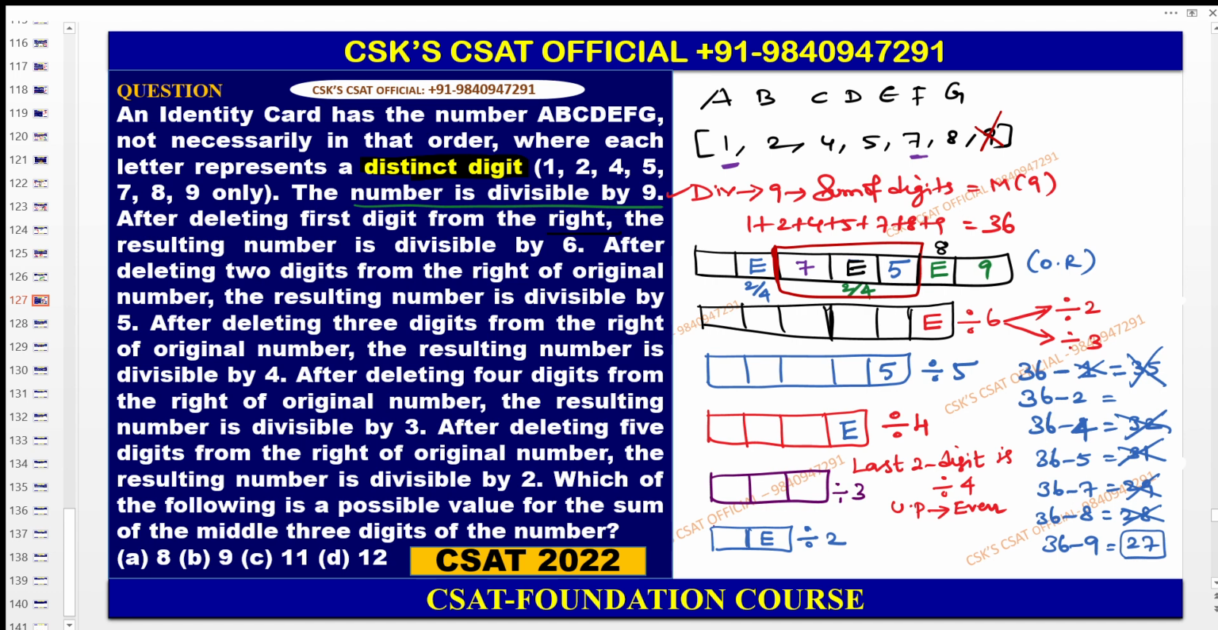If you take anything, either 2 or 4, it crosses all the present options. So if you take a 2, then it becomes a 14. If you take a 4, then it becomes a 16. Both the options are not there. So therefore 7 can't be in this position.